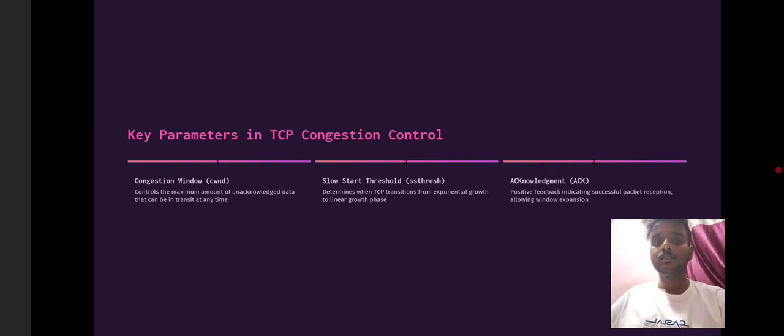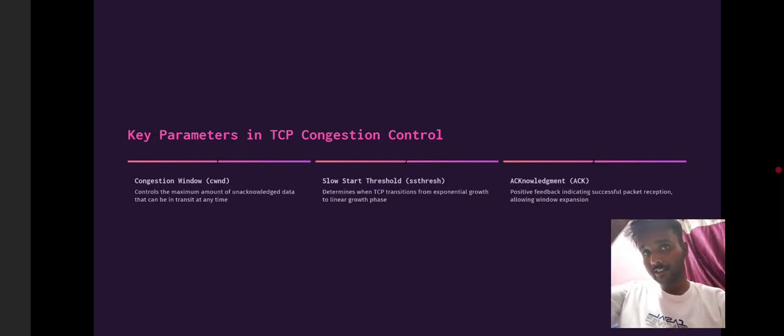Key parameters in congestion control. Congestion window (CWND) controls the maximum amount of unacknowledged data that can be transmitted at any time. Slow start threshold, also known as ssthresh, determines when TCP transitions from exponential growth to linear growth phase. Acknowledgement, also known as ACK, is positive feedback indicating successful packet reception, allowing window expansion.